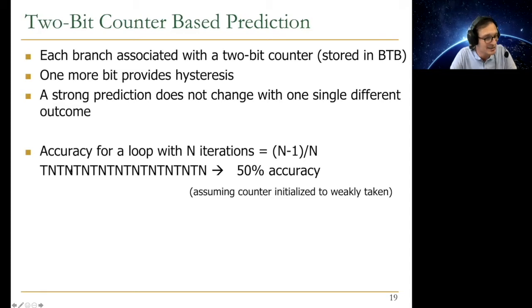In the next instance of the branch, you'll predict the branch as taken again because you're strongly taken, but the branch is not taken. So you'll go back to the weakly taken state. So you will always predict this branch as taken, assuming the counter is initialized to weakly taken. So you will get 50% accuracy, right?